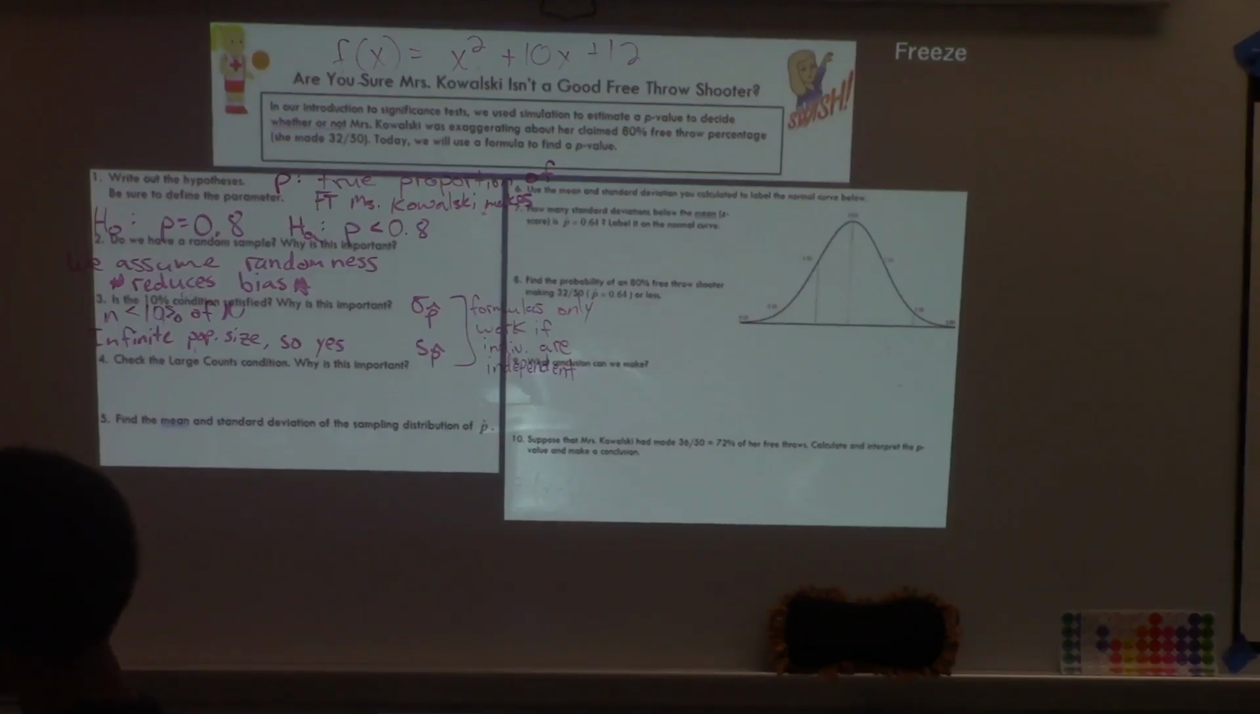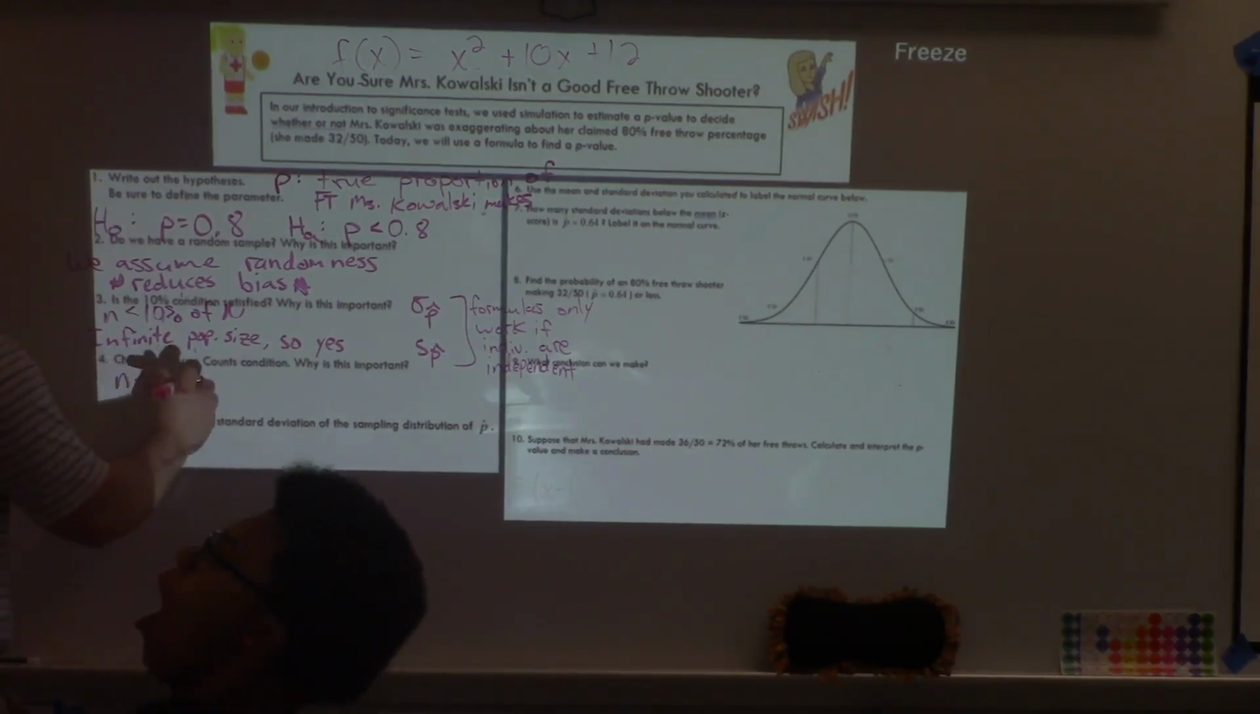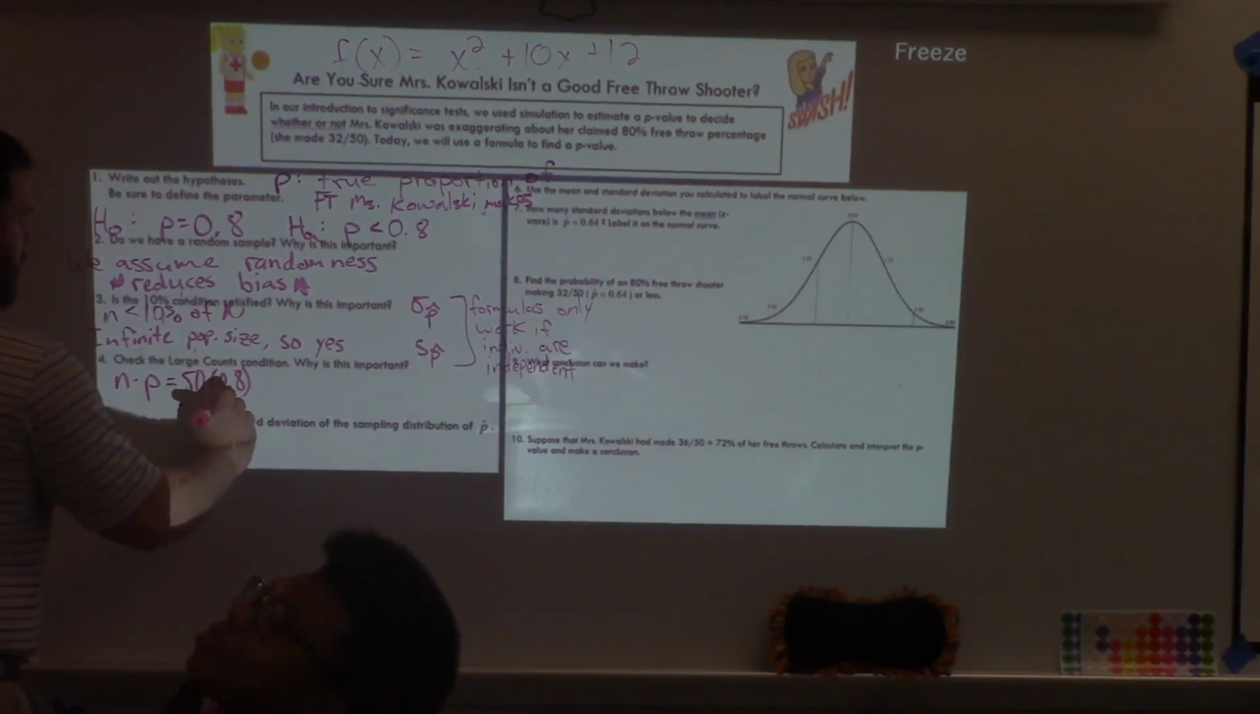Large counts. Now, I need us to pause and remember, because when we did confidence intervals, could we use the actual large counts of N times P? No. In confidence intervals, we had to use P hat. Can I use N times P now, though? Yes. Why? Because we have a P. In a confidence interval, we have no P. What's our P in this problem? 0.8. Because we have a null hypothesis, we assume P is 0.8, so we use that. N times P: 50 times 0.8 is 40, which is greater than or equal to 10.